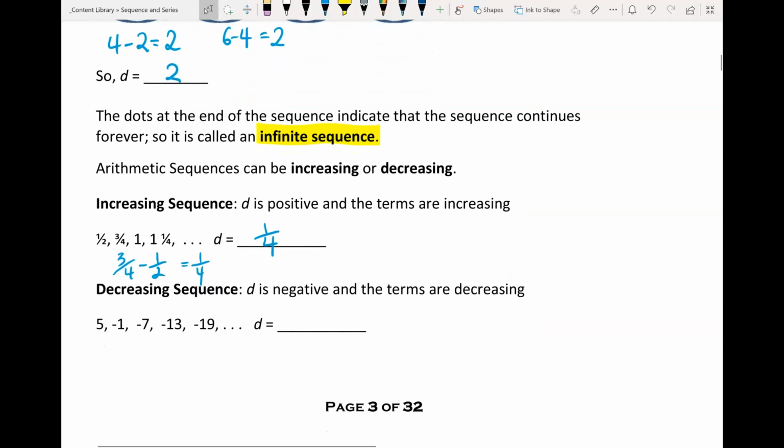Now here's an example of a decreasing sequence where D is negative. So we look for the difference between 5 and -1. -1 minus 5 is -6. So our D is -6. We're going to go down by 6 from the previous term.